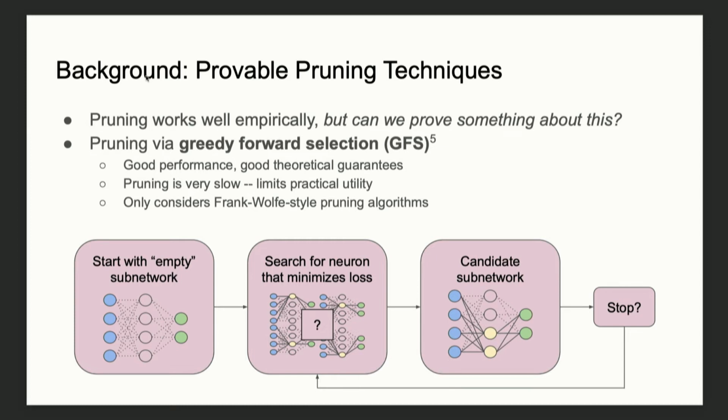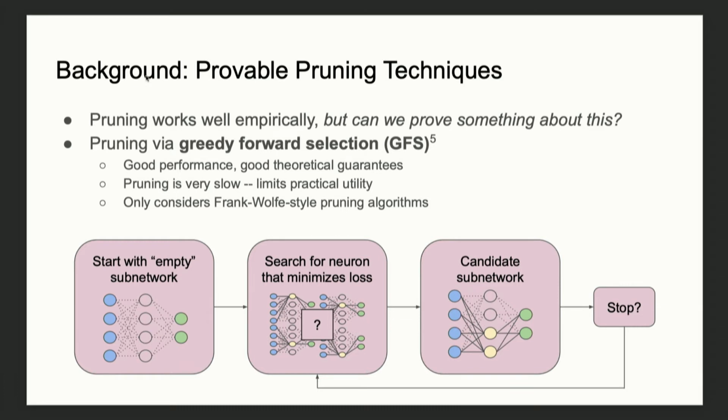So the idea behind this is to take a Frank-Wolfe-style algorithm. Here, if we look at the figure, you start out with a network. We say we're going to remove the entire hidden layer and then slowly test neurons one by one, adding them into the network, and then exhaustively select the neurons that we should include. So you add one neuron at a time until you arrive at your desired sparsity level, and then you end up with a sparse neural network with similar performance.